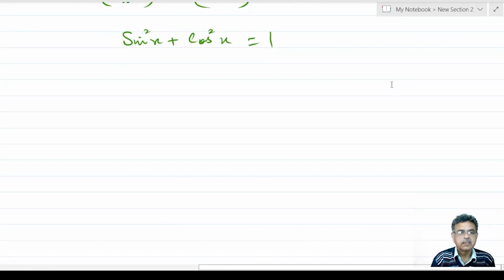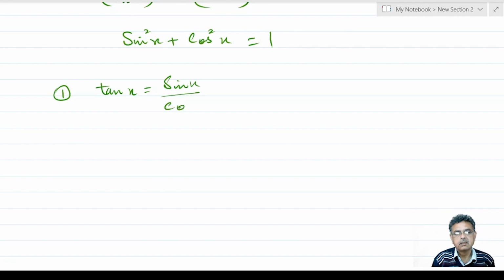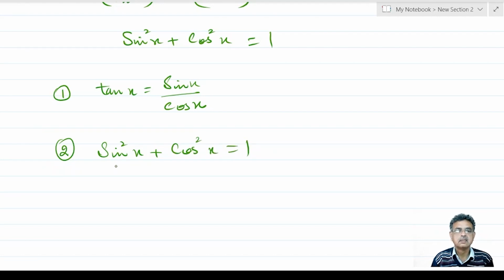So these are two identities. I write them again. Number one, tangent x equal to sin x over cos x. And number two, sin square x plus cos square x is equal to 1. Just these two identities are to be applied.